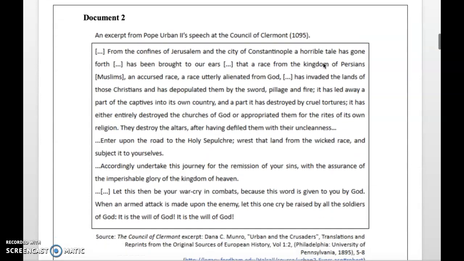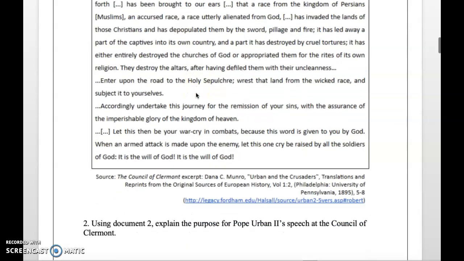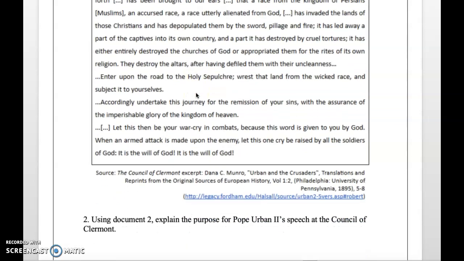You have document 2. Document 2 is an excerpt from Pope Urban II's speech at the Council of Clermont. When we see the title Pope, that already tells us that he's the leader of the Catholic Church. This is a vocabulary word that we've had before, so hopefully that tips you off that this is somebody who is in favor of the Catholic Church. Your question is you need to explain the purpose for Pope Urban II's speech. So why did he give this speech? What was the point?